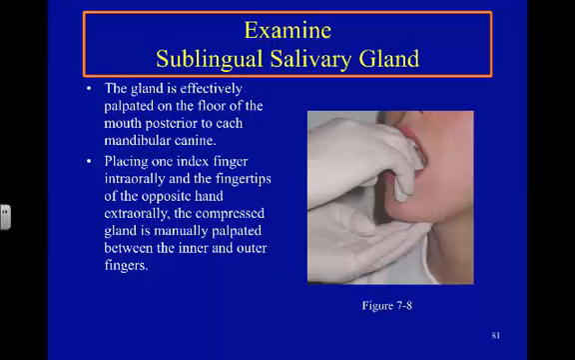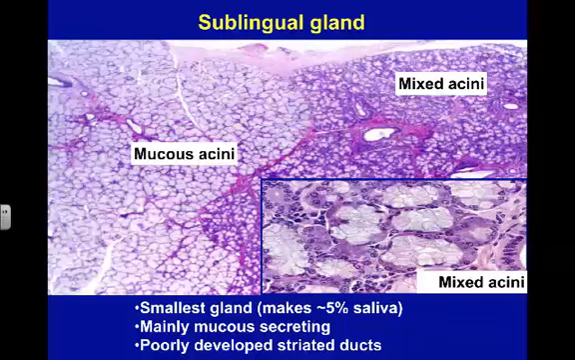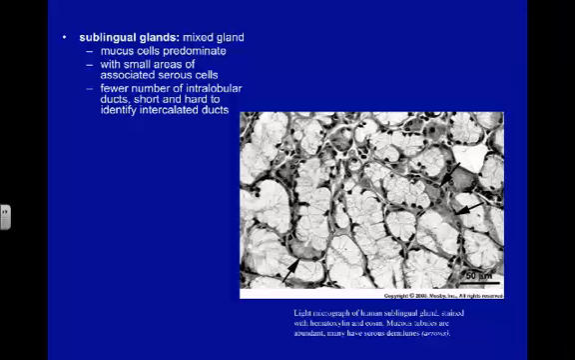All right, and you know how to do the examination. You use your two fingers. It's right next to the mandibular canine, but it is fairly diffuse, as you can see. It's a mixed gland, about 5%, but it's predominantly mucus for us. Okay?